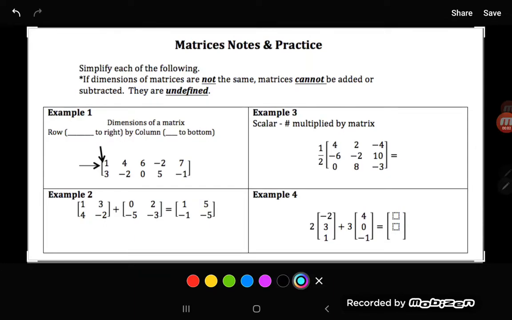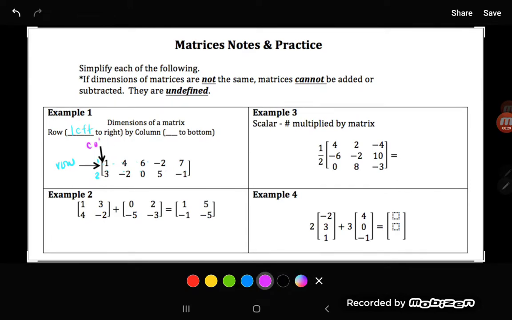All right, today we're going to jump right in looking at matrices. For example 1, we're going to identify the dimensions of a matrix. So the first one is row. A row goes left to right, and that means I'm going left to right, and I have 1, 2 rows.